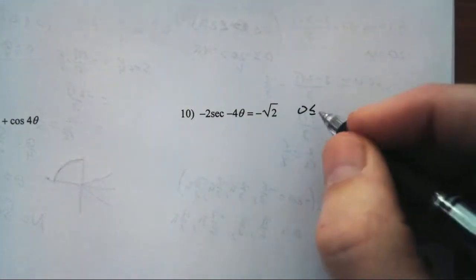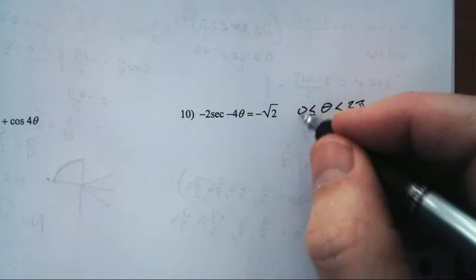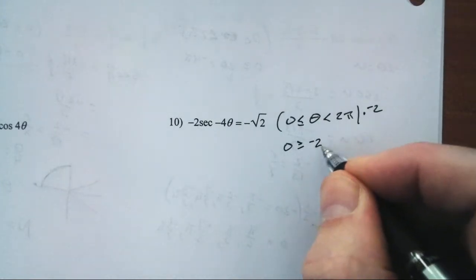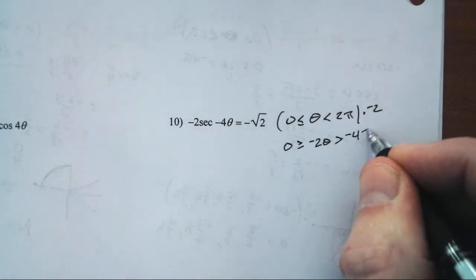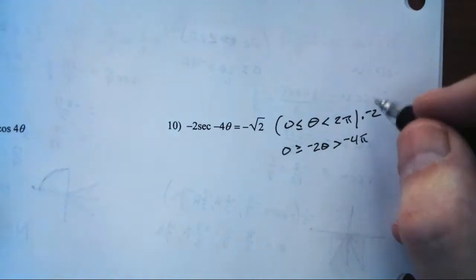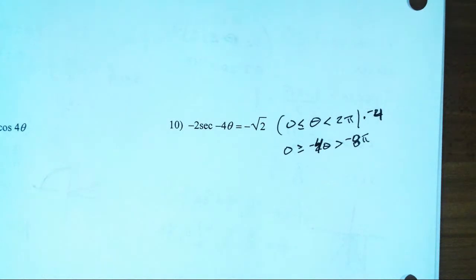So 0 is less than or equal to theta, less than 2 pi, but I want to multiply that by -2, so 0 is greater than or equal to -2 theta, get it right this time, is greater than -4 pi, oh, it's -4 pi, thanks, and -8 pi. Unless we have special angles here, how many solutions are we expecting? Expecting 8. Unless it's a quadrantal, and then there might just be 4. But I'm expecting 8 solutions. 8 solutions? No, because it takes 2 pi to be a revolution. Oh. Right? So this is 4 revolutions backwards.